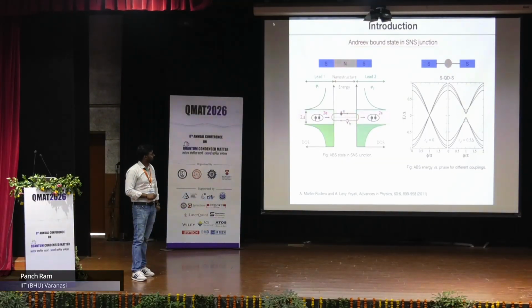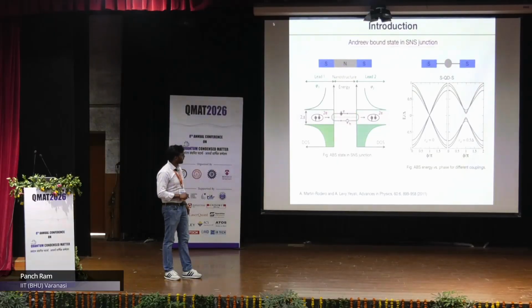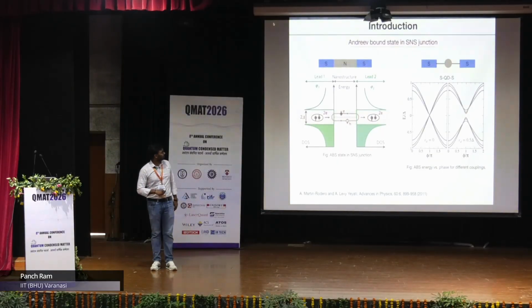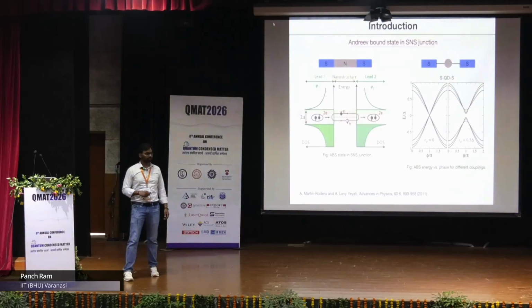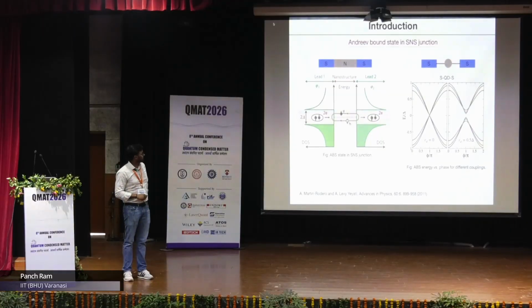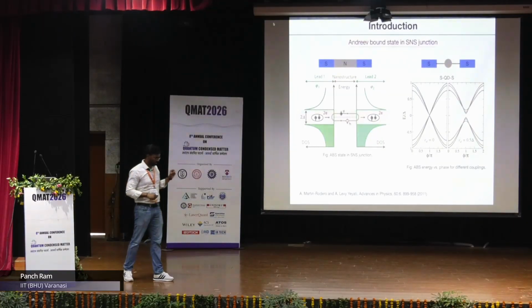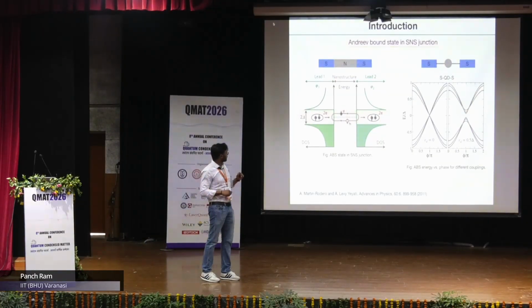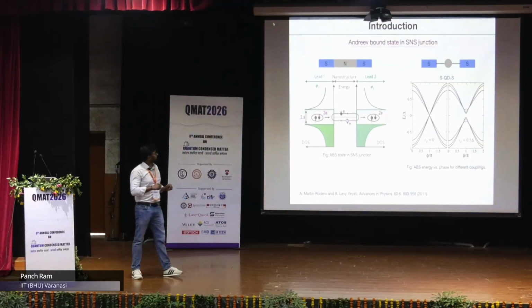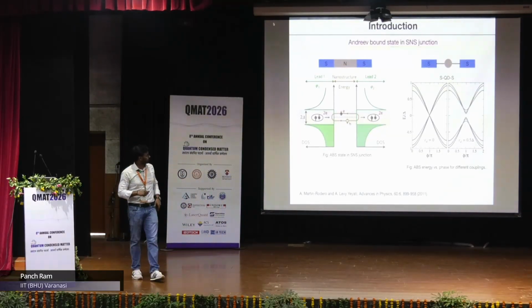So what happens is, from the normal region the electron goes and hits this barrier, and it is reflected as a hole. And when the hole goes and hits this superconductor, it is reflected as an electron. So it forms a bound state, and this bound state is known as the Andreev bound state. And it happens only when the electron has energy less than delta, the energy gap of the superconductor.